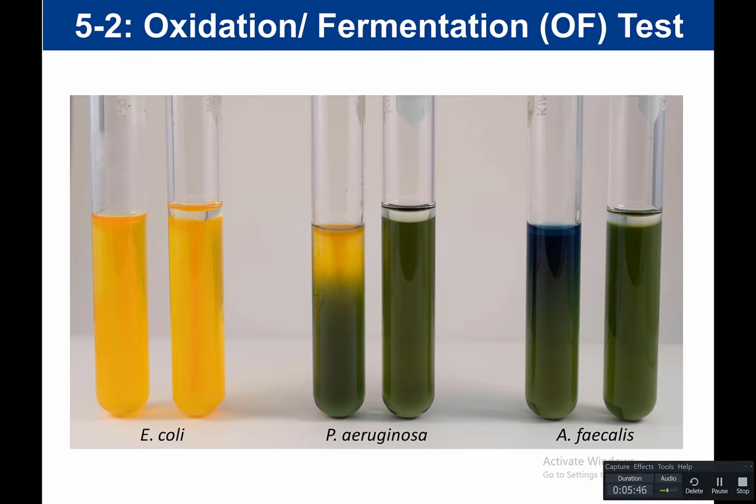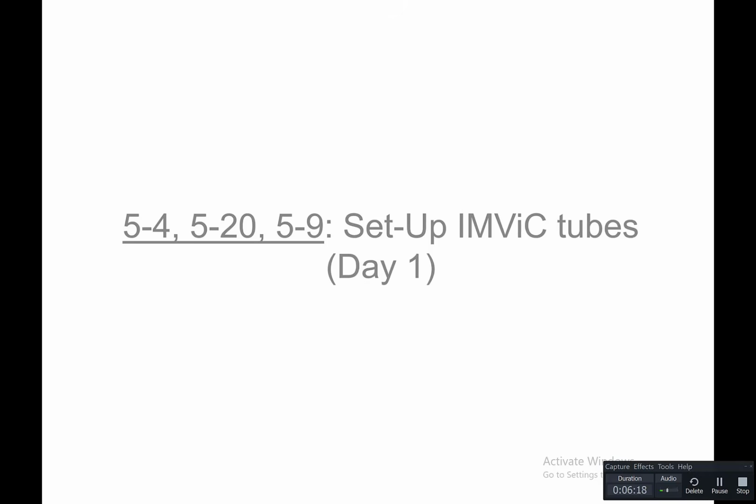So this is just showing you bigger images of those results so that you could see them a little more clearly. So again, you can see that the E. coli is yellow and yellow. You can see that the Pseudomonas aeruginosa is yellow on the top. So again, positive for oxidation, but negative for fermentation. Alkalogenes faecalis is negative for both, but we do see the blue on the top, which means that they use the peptones aerobically. And so the last part of this is going to be looking at our IMViC.